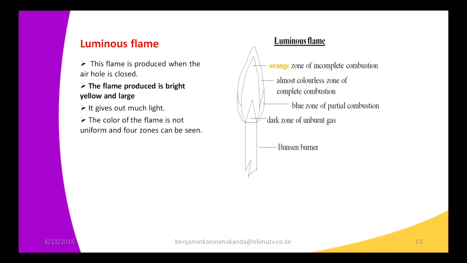The second zone is blue in color. It's the blue zone of partial combustion. Here combustion takes place partially because to some extent the supply of air has improved, and therefore a bit of complete combustion takes place here. Then we have the middle part, which is almost colorless because we have complete combustion taking place here.